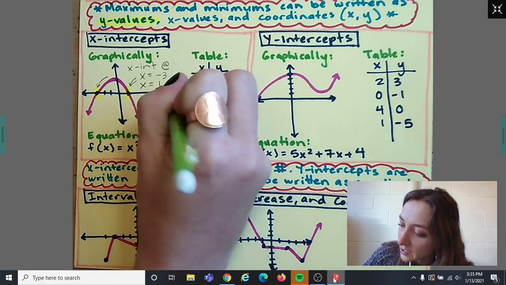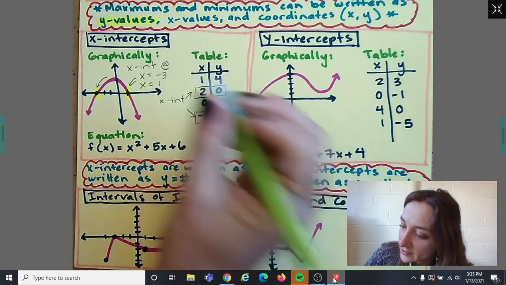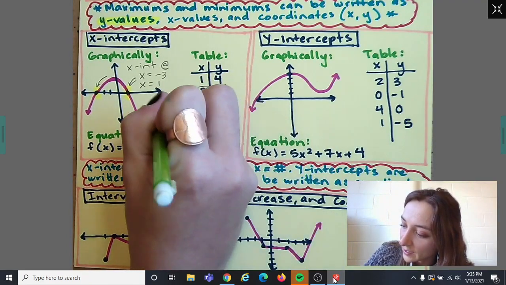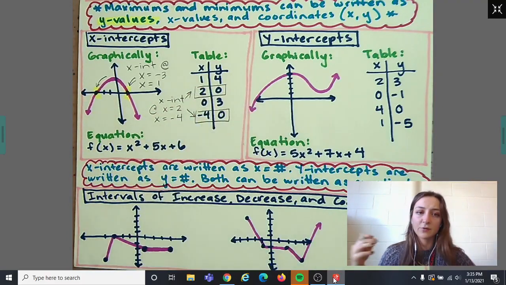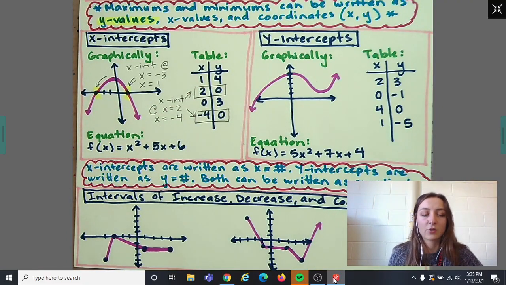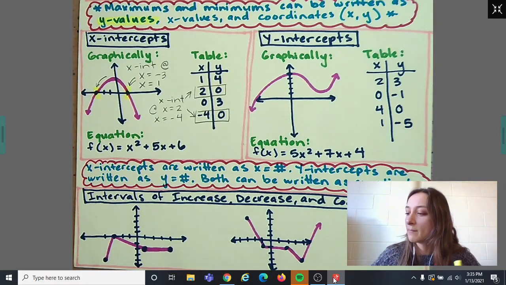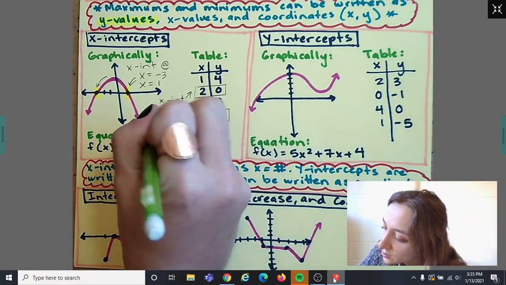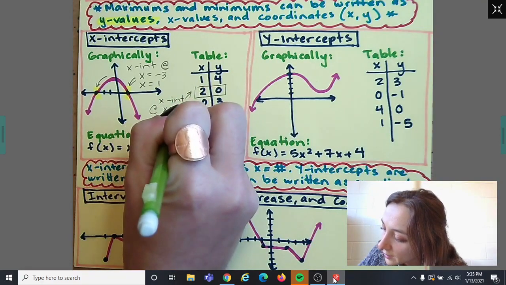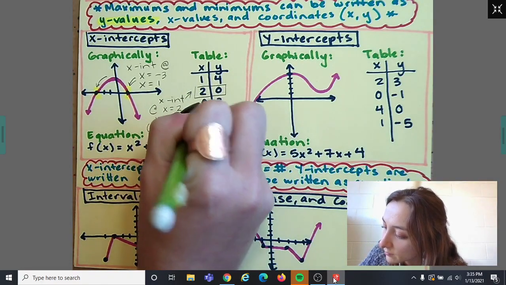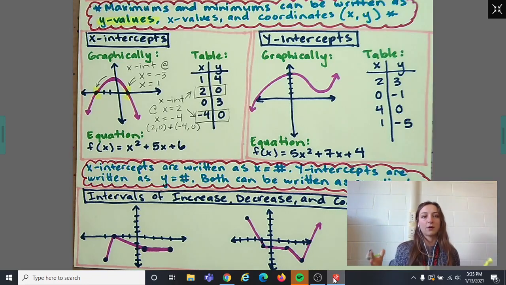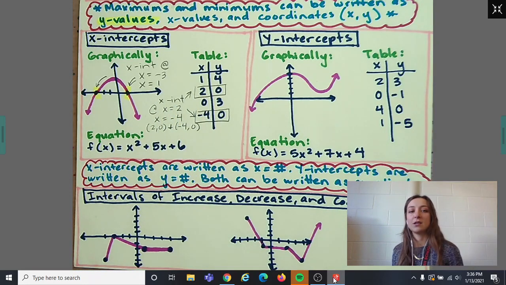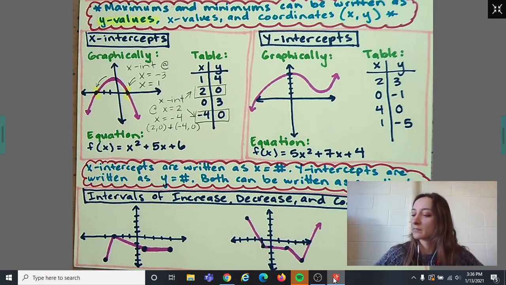And these x-intercepts are at x equals 2 and x equals -4. Now you can write these as coordinates. You're not going to see it written that way as often, but here we could write (2, 0) and (-4, 0). So you could write it that way, but like I said, most of the time it's going to be an x value. So x equals 2, x equals -4.